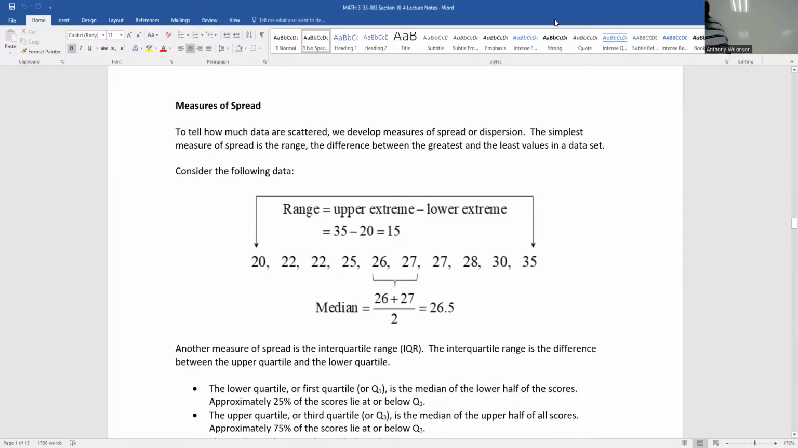All right, so what we'll do today is just finish section 10.4. And already we talked about measures of central tendency, talked about how to find the mean, the median, and the mode.